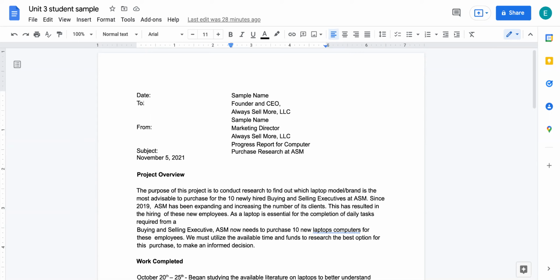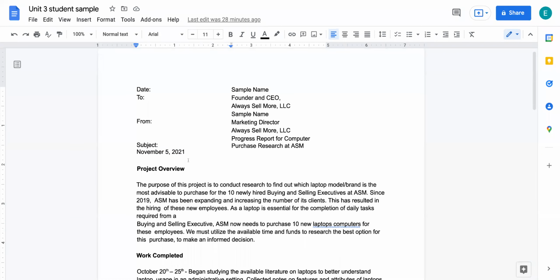So first, make sure that everything is in memo format. So date, to, from, subject. When I converted this from PDF, this date got moved around, but obviously the date would go up here, and then to and from, just include those details.